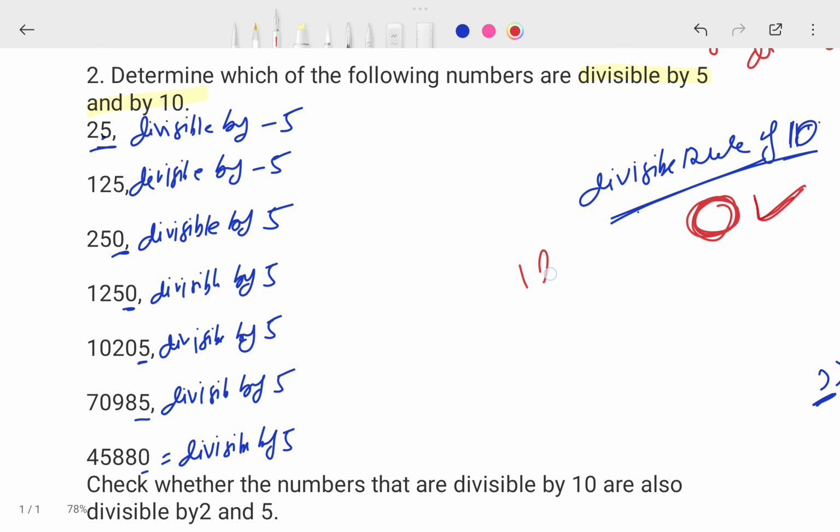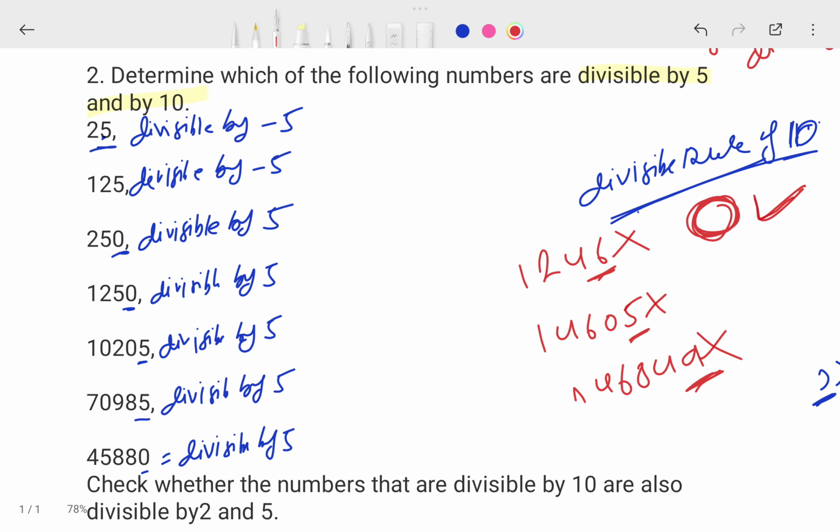Let me tell you, 1246: this last digit is 6, it is not divisible by 10. 1405: this last digit is 5, not divisible by 10. 146529: this last digit is 9, not divisible by 10. If it is given like this and the last digit is 0, it is divisible by 10.